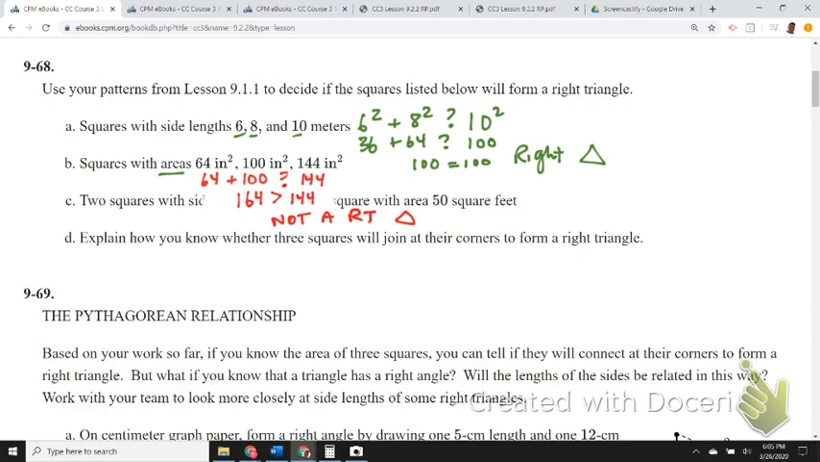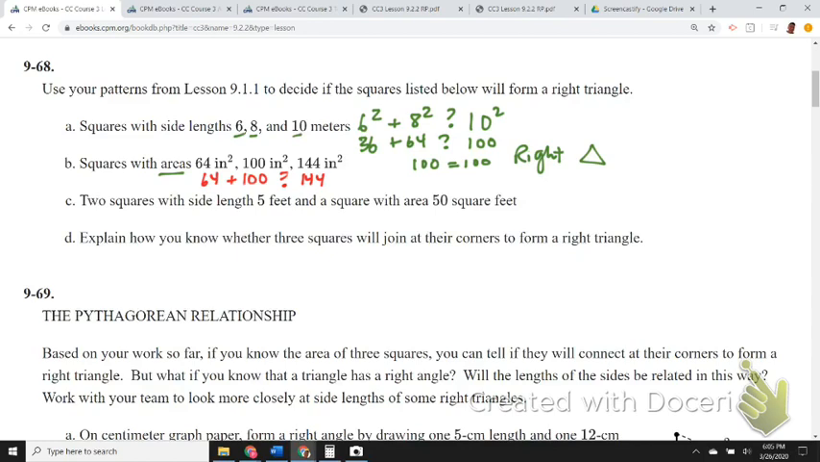Let me erase this real quickly here. Let's go to question C. Question C says, two squares with a side length of 5 feet and a square with an area of 50 square feet. Does that situation make a right triangle? Well, let's have a look.